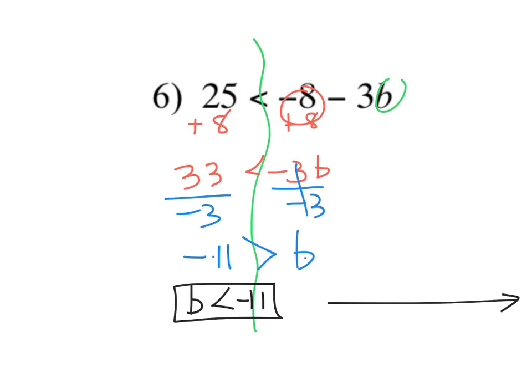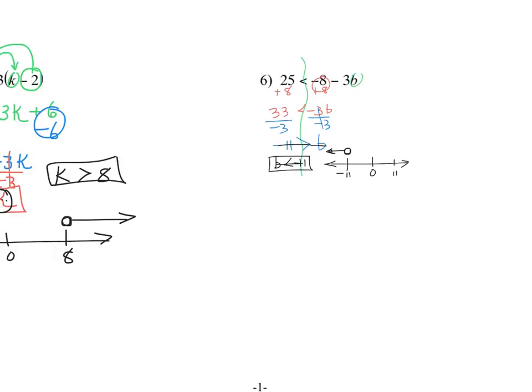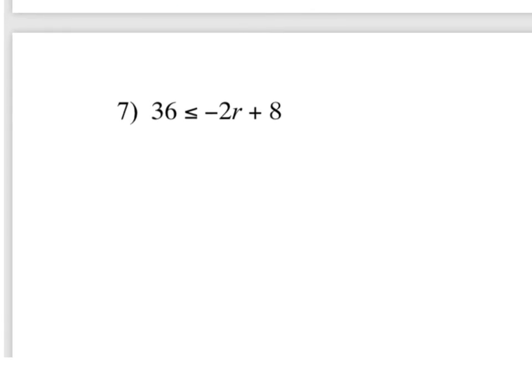Draw my number line. 0, negative 11, 11. Open circle above the negative 11. B is less than negative 11, so less than goes this way. Okay, let's go to number 7.